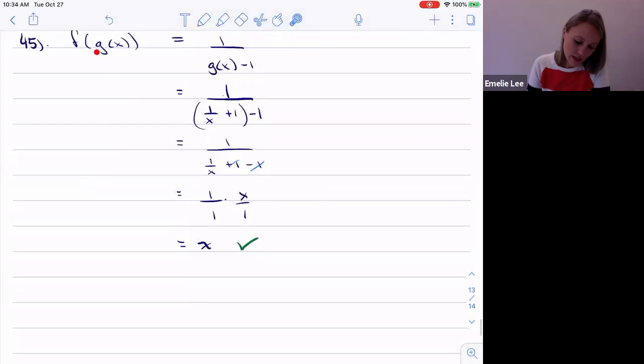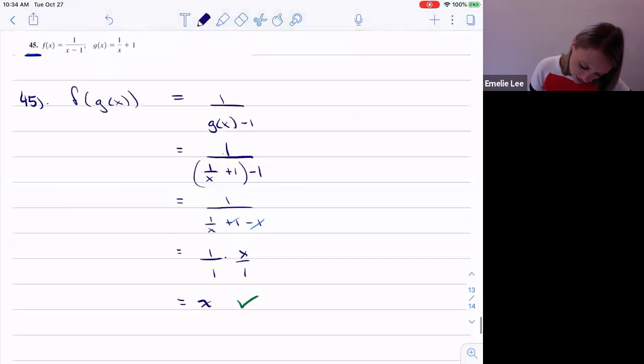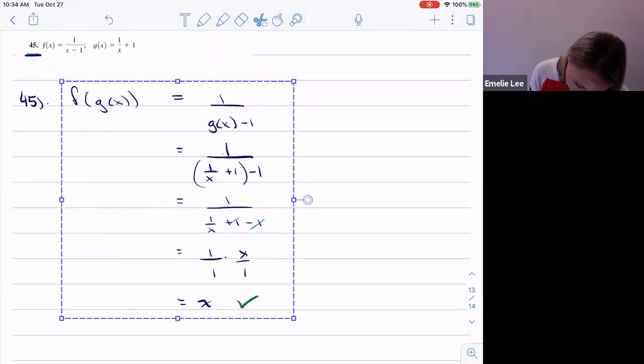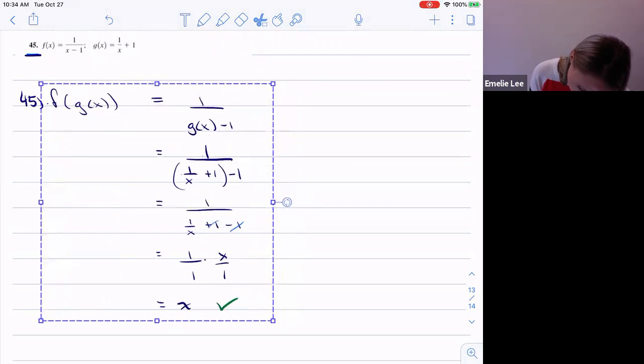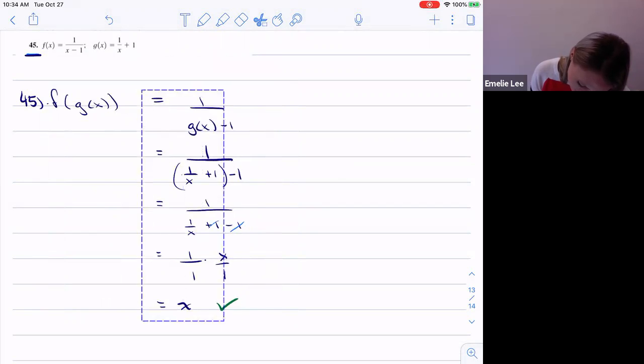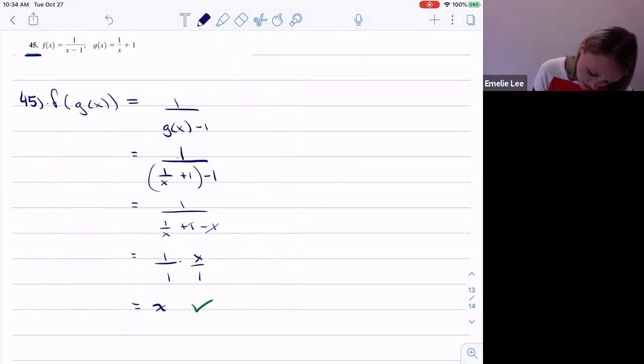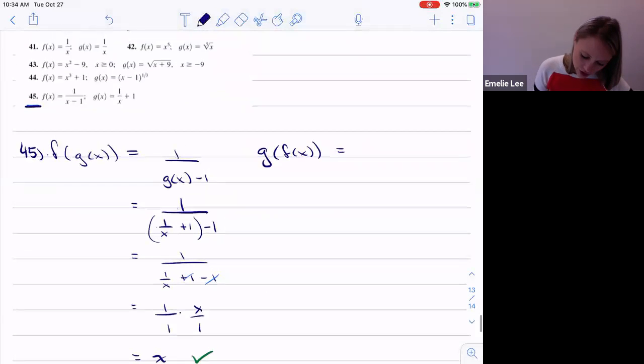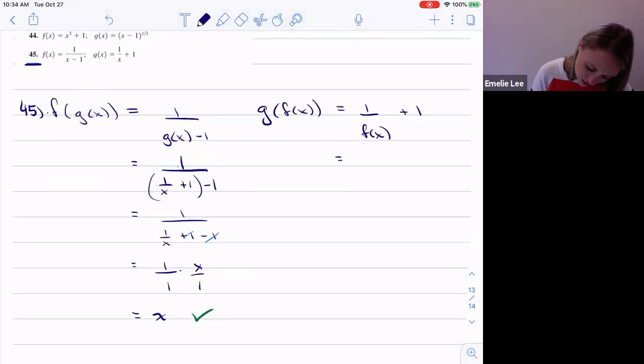So now I have to check the other way. Does g of f of x also give me an x in the end, right? Once I've simplified, then, you know what? I'm gonna do them side by side here. Maybe I shouldn't have written so lofty there. So now I'm gonna check g of f of x. G of f of x is 1 over f of x and then plus 1. Okay, 1 over f of x, 1 over x minus 1, and then plus 1.